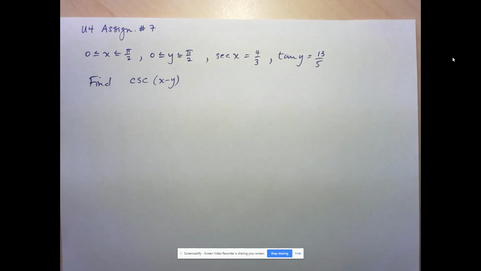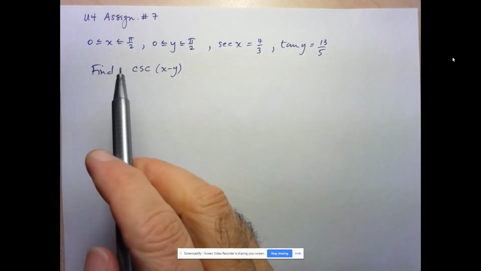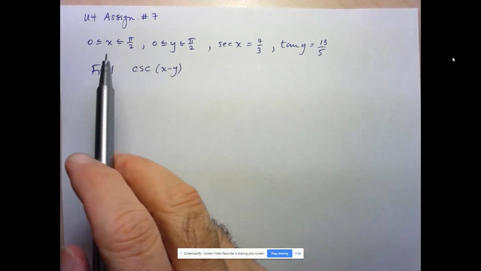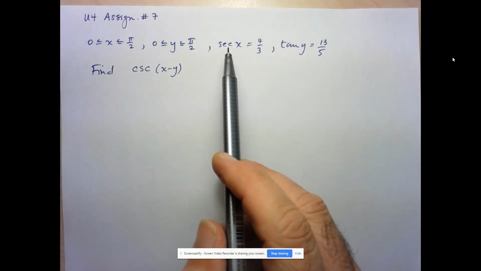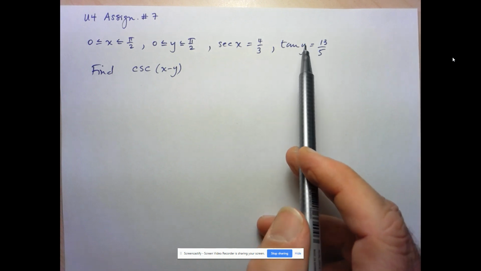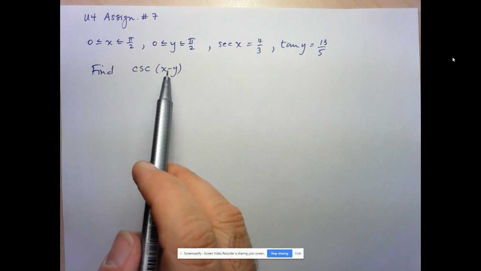Hi folks, we're going to take a look at number 7 from the Unit 4 assignment. So here they give us some information about these angles X and Y. They tell us that they're both in the first quadrant, and they also give us some information about these angles. They tell us that secant of X is 4/3 and tan of Y equals 13/5. And what they want us to determine is cosecant of X minus Y.